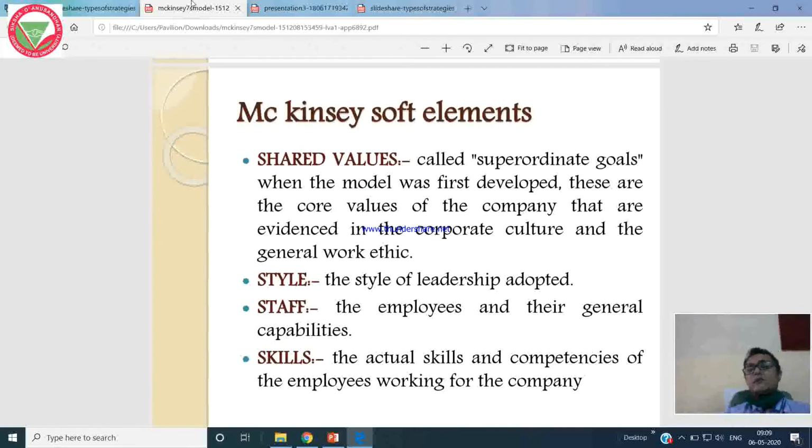Now coming to the soft elements. Within soft elements, the first element stands as your shared value, superordinate goals. Superordinate goals, if you remember our strategic mapping discussion, we as a manager, we as a leader need to align the objective of individual persons with the objective of the organization.